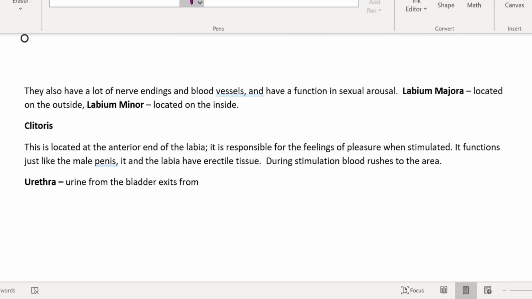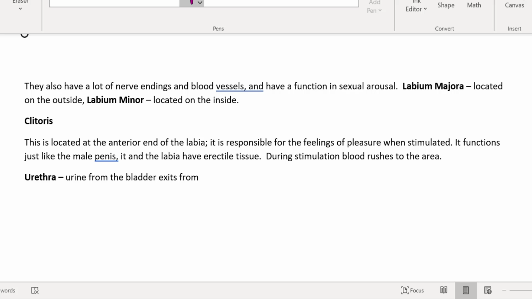That brings us next to the clitoris, which is located at the anterior or front end of the labia. It's responsible for the feelings of pleasure when stimulated. Its function is just like a male penis. It and the labia have erectile tissue. During stimulation, blood rushes to that area. Now, the last thing we have there is the urethra, and urine from the bladder exits from there.